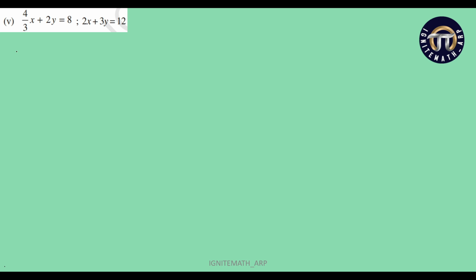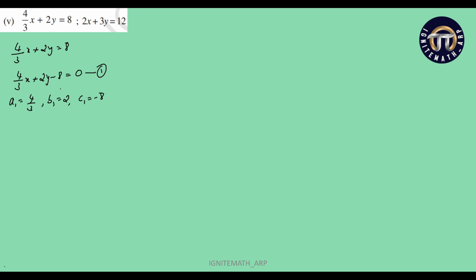So here two equations are given to you. 4 by 3 x plus 2y is equal to 8. Can I take it with a fraction this time? Let me take one more question in a different way. First of all, I'll express the RHS as 0. 4 by 3 x plus 2y minus 8 equal to 0. This is the first equation. So here a1 is equal to 4 by 3, b1 is equal to 2, c1 is equal to minus 8.